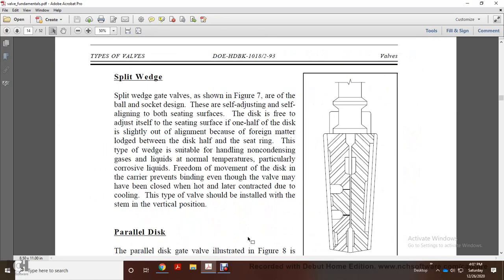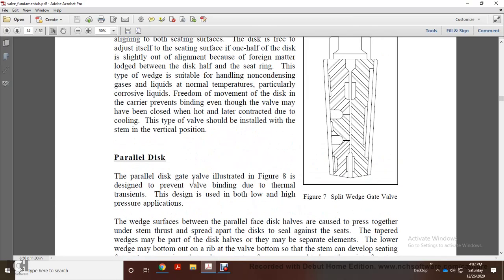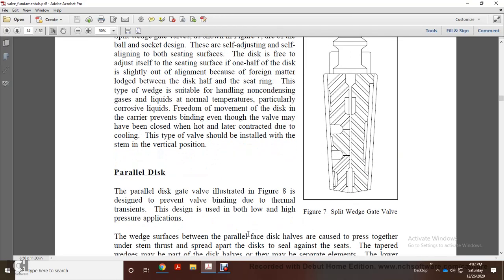Or your split wedge. Your split wedge gate valve is shown in Figure 7. The ball and socket arrangement is designed to be self-adjusting and self-aligning. Both seat surfaces of the disc are free, so it adjusts itself, and one half of the disc can move slightly out of alignment from foreign matter lodged between the disc half and the seat ring. This type of wedge is suitable for handling non-condensing gases and liquids at normal temperature, and for practical corrosive liquids, so the freedom of movement of the disc prevents the binding event. Even if the valve is closed hot, there is no later binding due to cooling. This type of valve should be installed with the stem in the vertical position. Alright, Figure 7 shows your split wedge gate valve.